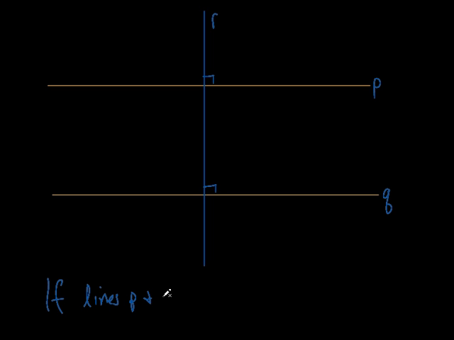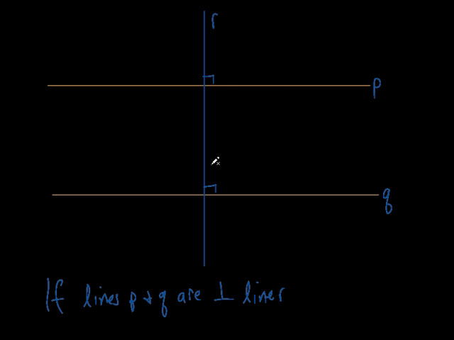If lines P and Q are perpendicular to the same line, all right? So let's see, perpendicular to the same line. Yep. If lines P and Q are perpendicular to line R, right? We got two different lines perpendicular to the same line. So if P is perpendicular to R and if Q is also perpendicular to R, what must be true, do you think, about P and R?